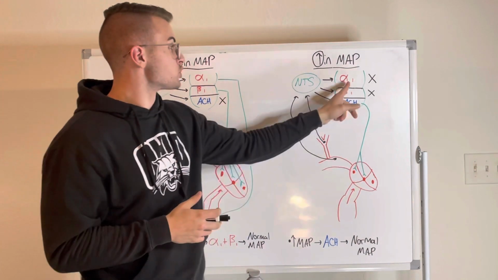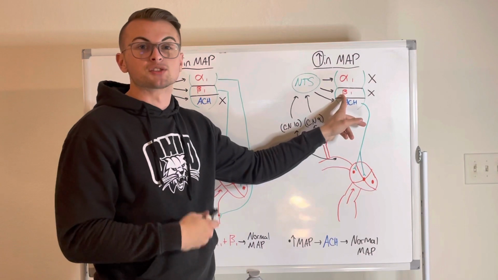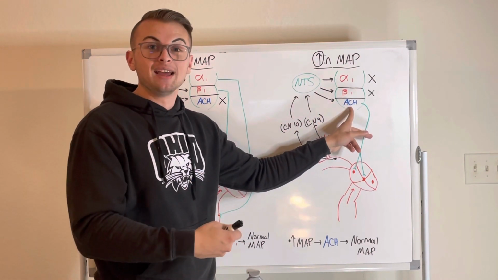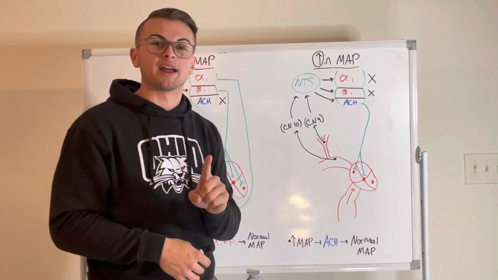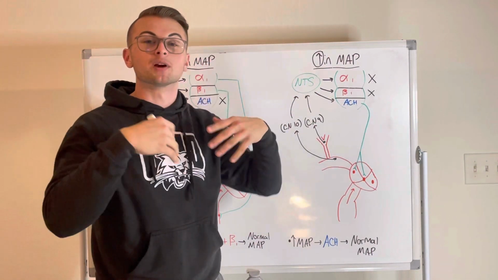So the vasoconstrictor center is going to be inhibited. The cardiac accelerator center is going to be inhibited. And the cardiac decelerator center is going to be activated. This is our brakes, right? We're going too fast. The cardiac decelerator center is going to be our brakes.